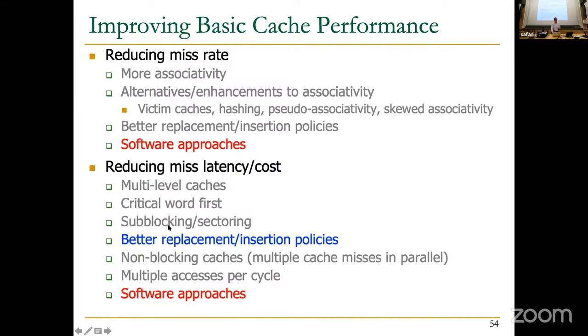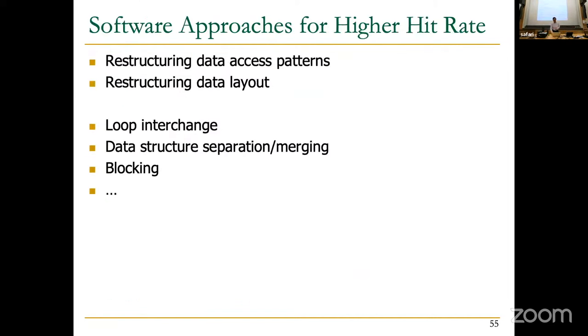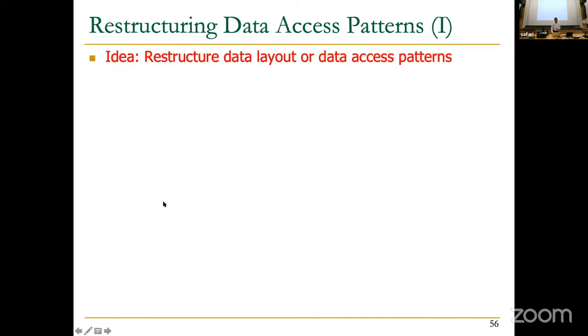So I've already given you some examples of better replacement and insertion policies, management policies, but we've not talked about software as much. If you know that caches exist, as a software designer, you can actually do a lot. Let me give you some examples. You can restructure your data access patterns such that they're friendly to the replacement policy, for example. They're friendly to the set associativity, for example. You don't trash the sets. They're friendly to the cache size. You can restructure your data layout. And there's a bunch of techniques. We're going to talk about blocking first.